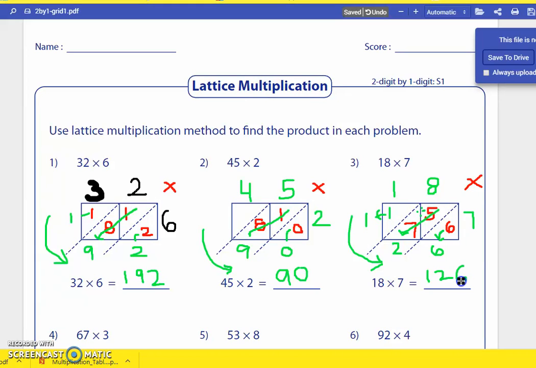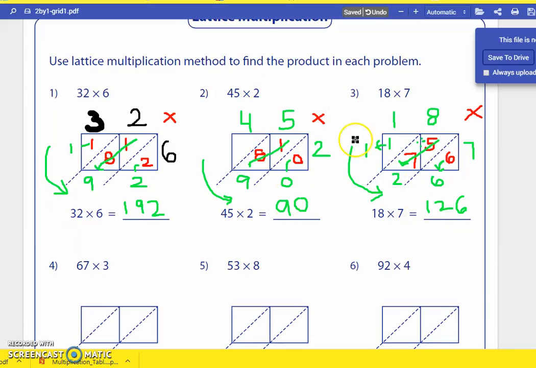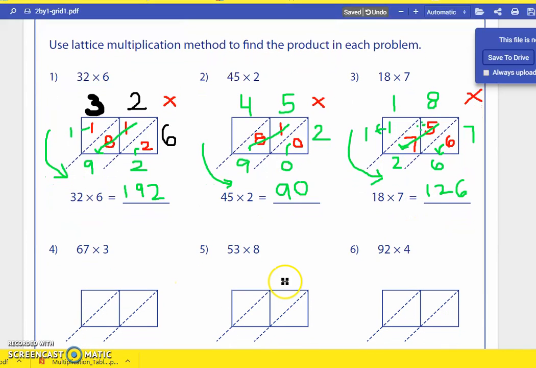126. Got it? Okay. So I want you to keep on trying, get used to this, doing the lattice math this way. It's very easy, okay? Good luck.